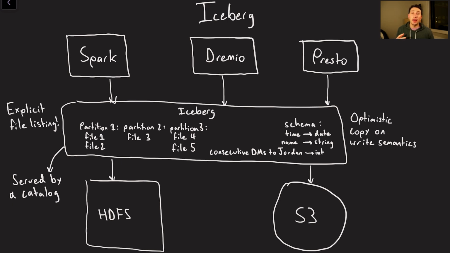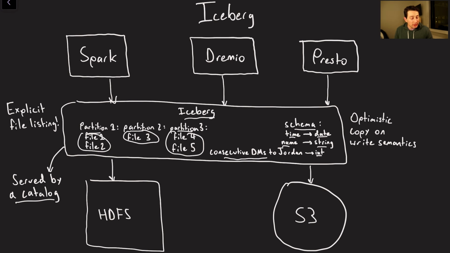Now there are things called catalogs, and these are different projects that are basically responsible for serving Iceberg data. But for now, let's just talk about the format. So like I said, we've got some data. It's served by something known as a catalog. And basically, it looks something like this. At a high level, here are partitions for a given table. Here are the files that they contain. Here are the schemas of our table. So we've got a bunch of date, string, and int columns, and we've got the names associated with them.